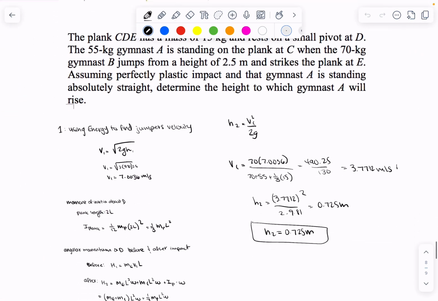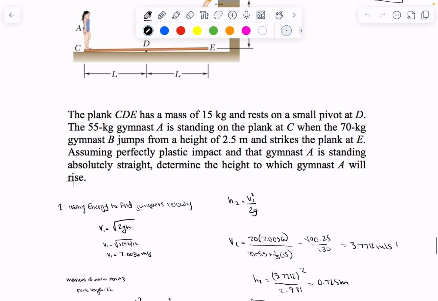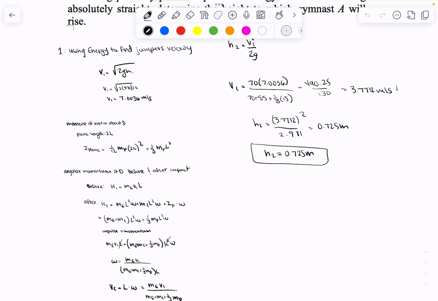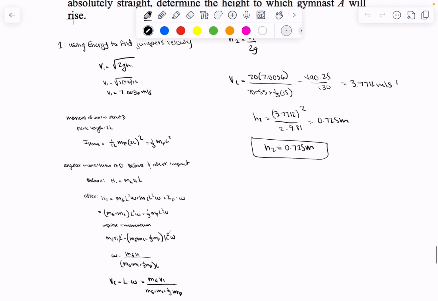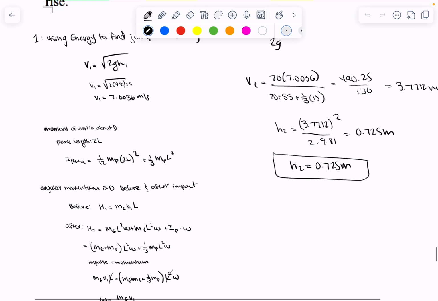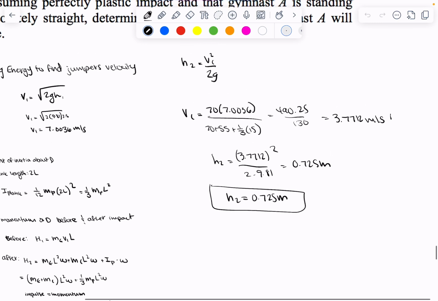And then question 8, we're just using energy to find the jumper's velocity here. V1 is equal to the square root of 2gh, just calculating V1, the initial velocity. And we're just taking the moment of inertia about the center, before and after impact, and plugging in values, and we get the height of the jumper to be 0.725 meters.